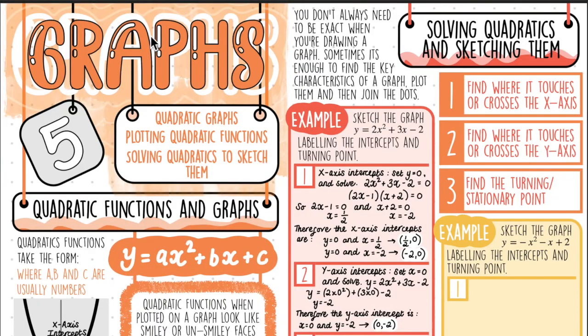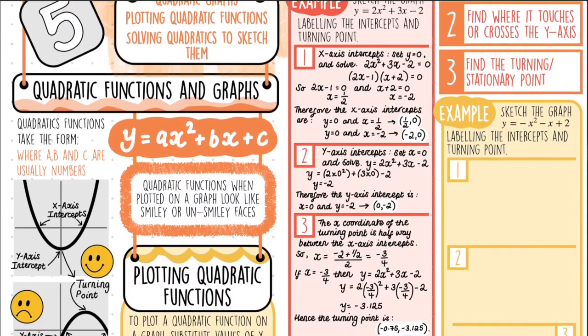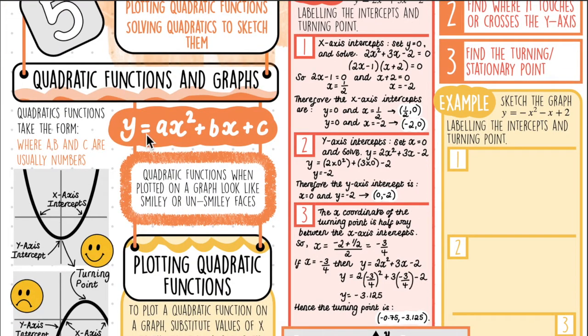Right, here we are with the worksheet. Shock horror, it's orange. Okay, so what does a quadratic function look like? It looks like this: y is equal to ax squared plus bx plus c, where a, b and c are usually numbers. Remember, in the algebra topics, a quadratic equation looked like this, but instead of the y here, we had a 0. That's because quadratic equations are just a special case of a quadratic function. A quadratic equation is a quadratic function, but where y is equal to 0.